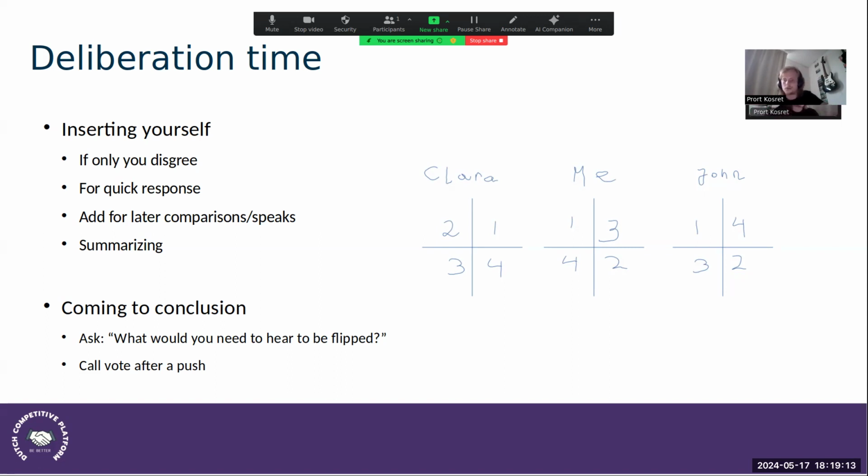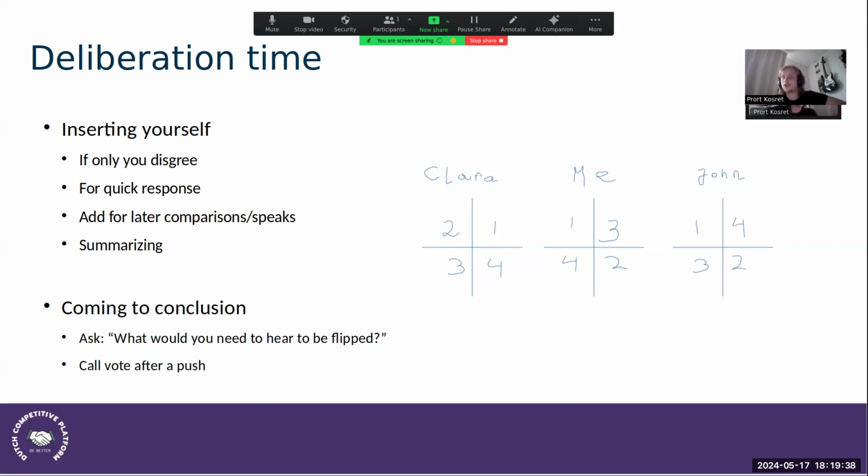Now you also want to come to a conclusion. So it might be the case that we're talking about opening half, and Clara is still not convinced after I've had my say. What I can then say is, okay, you're not convinced. What would you need to hear to be flipped? So it might be the case they say, I need to hear where in opening government there is a response or rebuttal to opening opposition saying this.